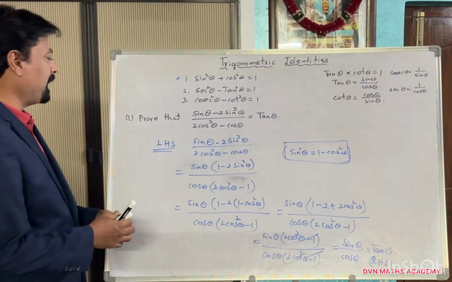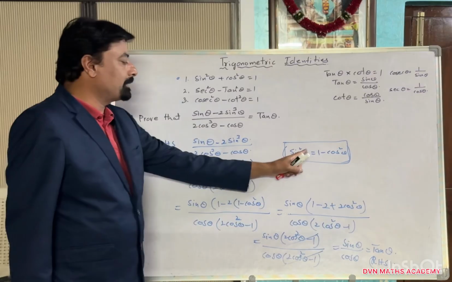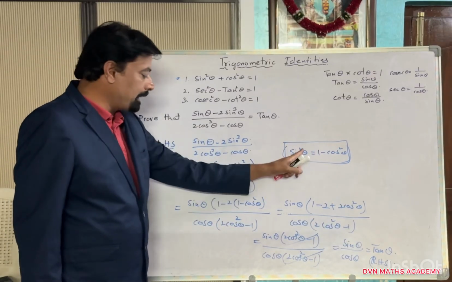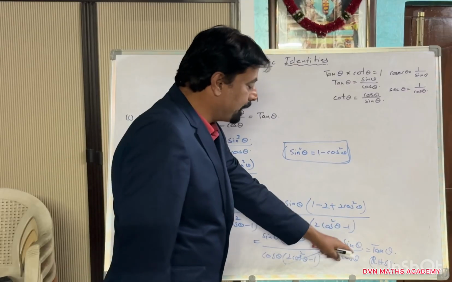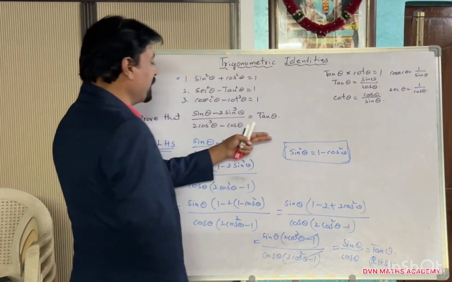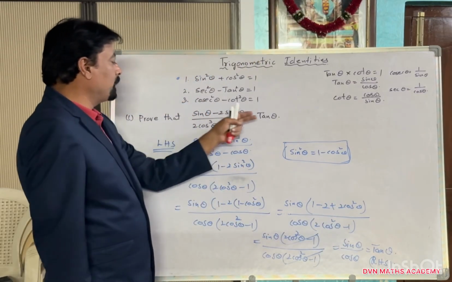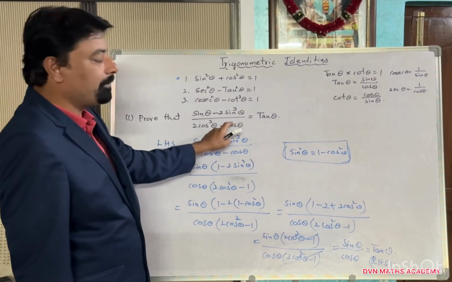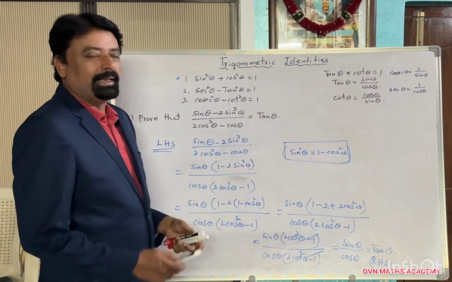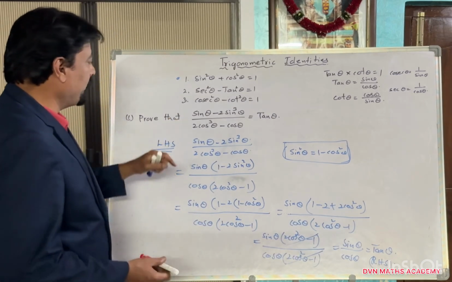So here I used one identity, that is sin square theta is equal to 1 minus cos square theta, while simplifying. At last, what identity did I use? Sin theta by cos theta is equal to tan theta. By using these two identities, we proved that sin theta minus 2 sin cube theta by 2 cos cube theta minus cos theta is equal to tan theta. This is one of the important questions.